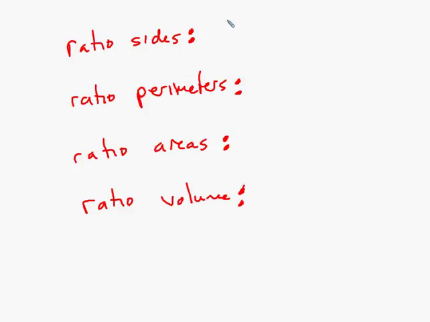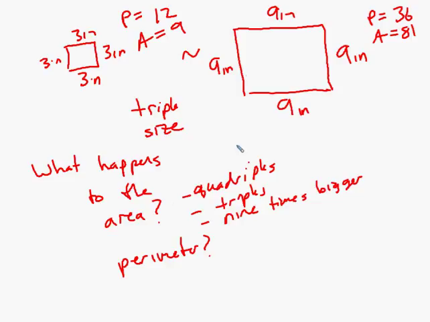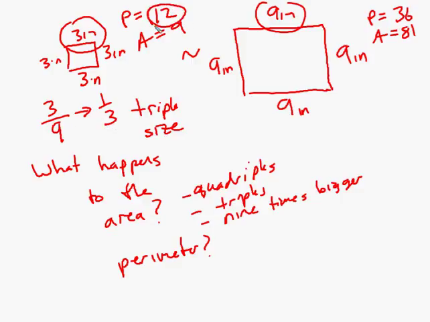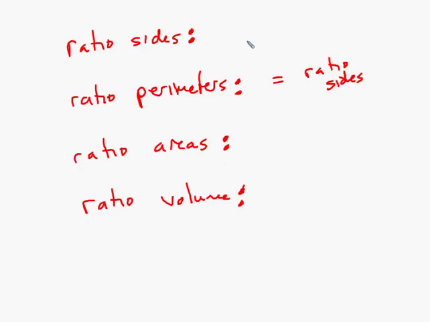So, I take my ratio of the sides, and that's going to be whatever our scale is. The ratio of the perimeters equals the ratio of the sides. Okay, let's back up to see that. So, what's the ratio of these sides? 3 to 9, right? Which reduces to 1/3. Okay, let's take the perimeters. 12 and 36. 12 over 36 reduces to 1/3. So the ratio of the perimeters equals the ratio of the sides, whatever that happens to be.